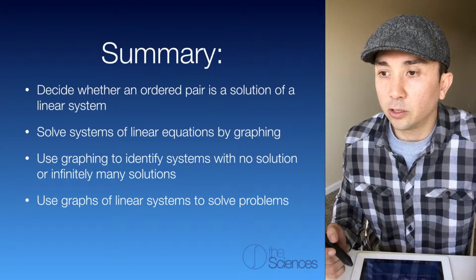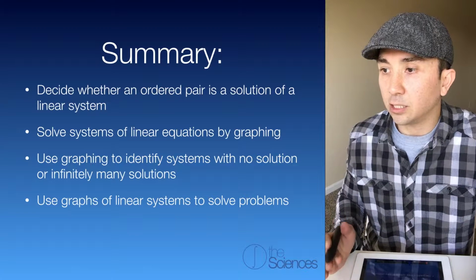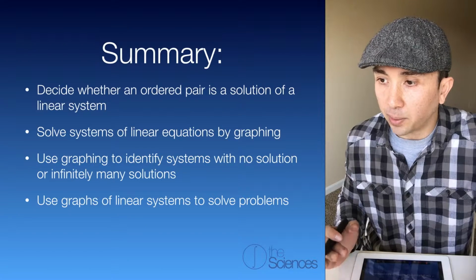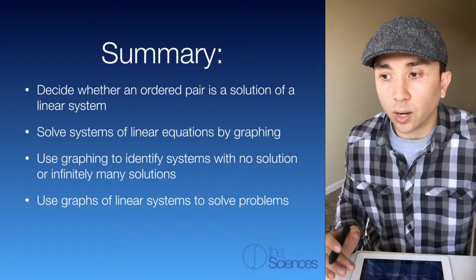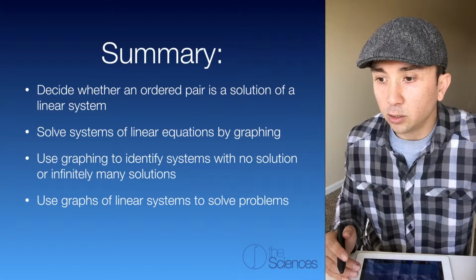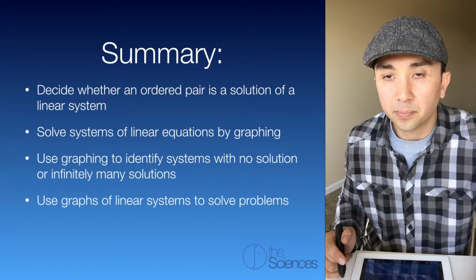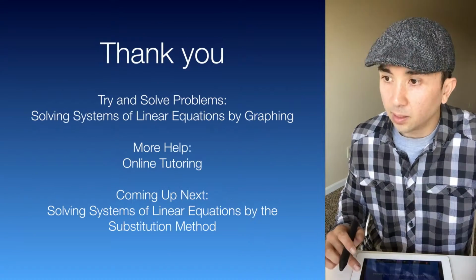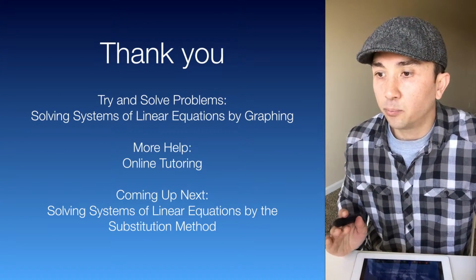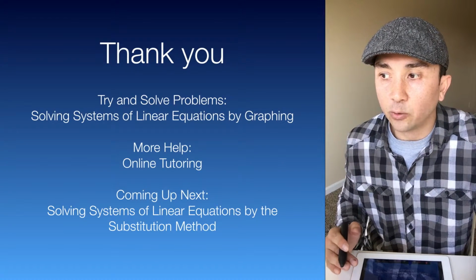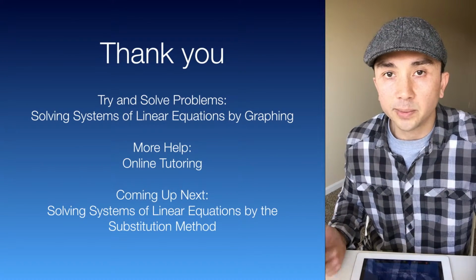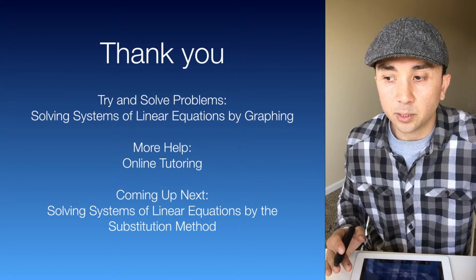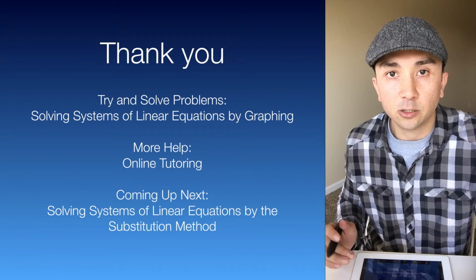So in this tutorial, you learned how to decide whether an ordered pair is a solution of a linear system, how to solve systems of linear equations by graphing, how to use graphing to identify systems with no solution or infinitely many solutions, and how to use graphs of linear systems to solve problems. Now try to solve problems in the Solving Systems of Linear Equations by Graphing workbook. For more help, sign up for online tutoring. And in the next tutorial, we're going to cover solving systems of linear equations by the substitution method. Thank you.